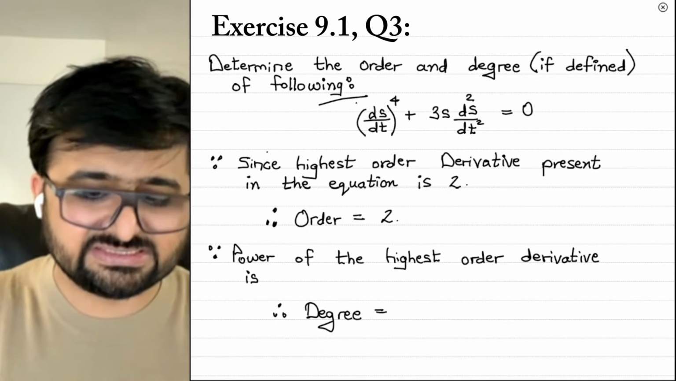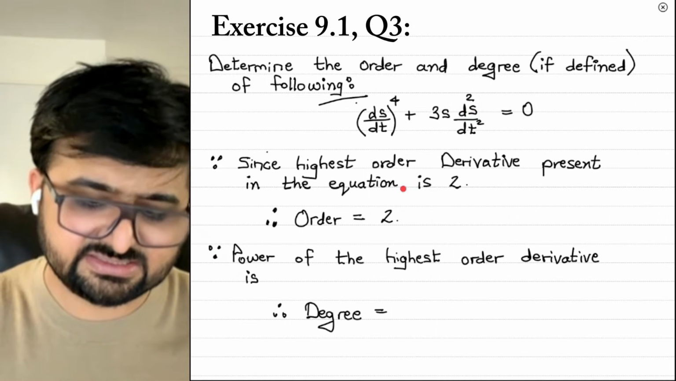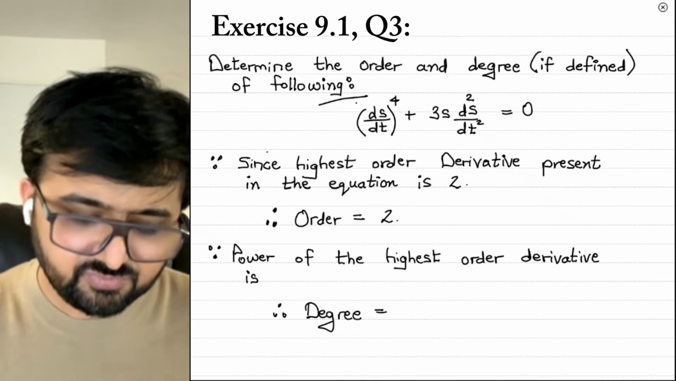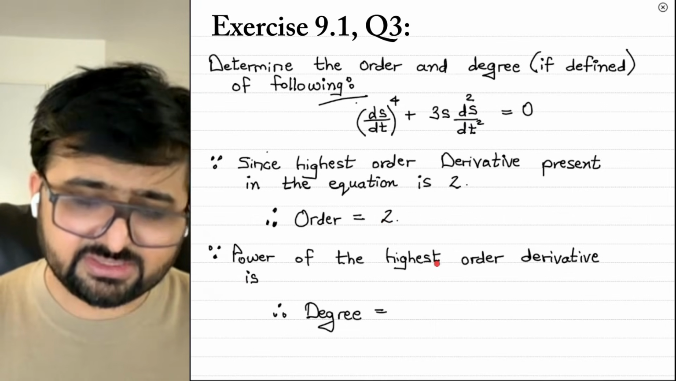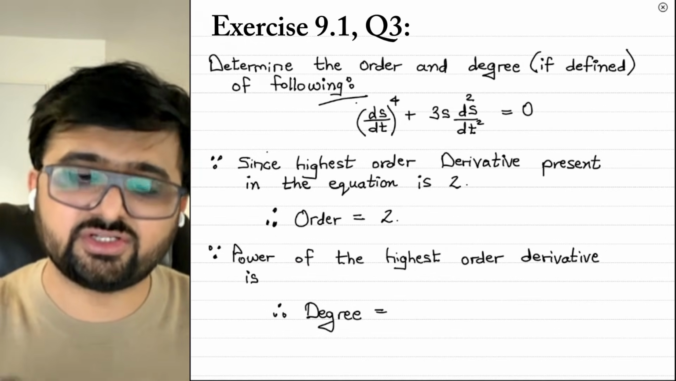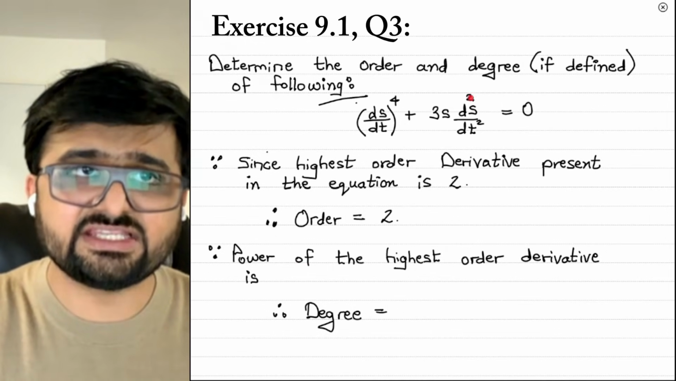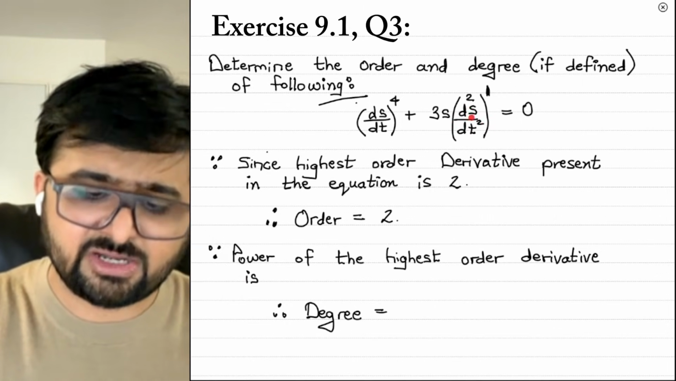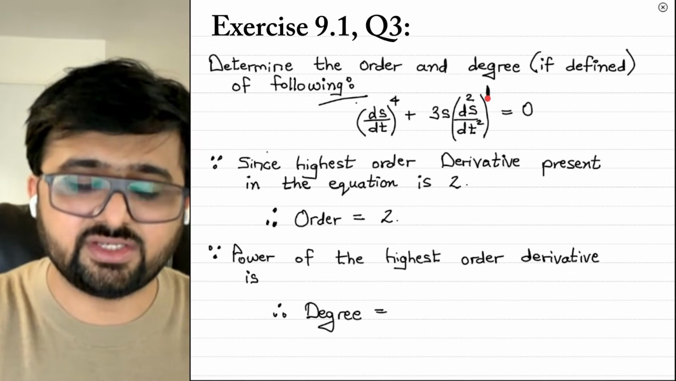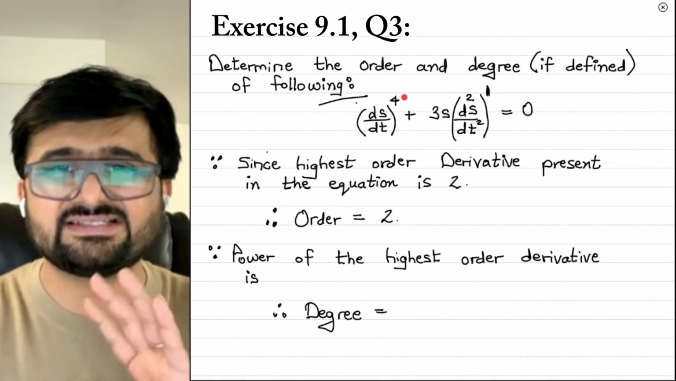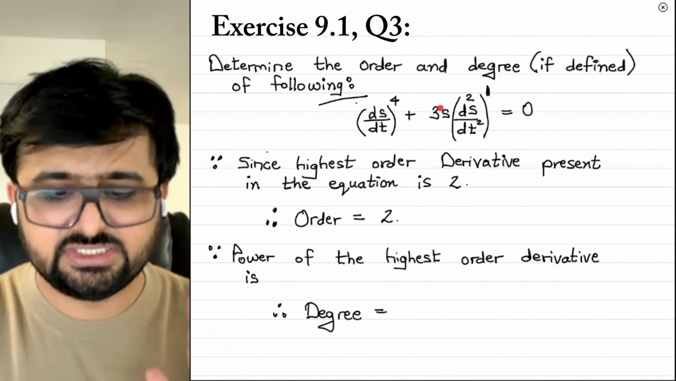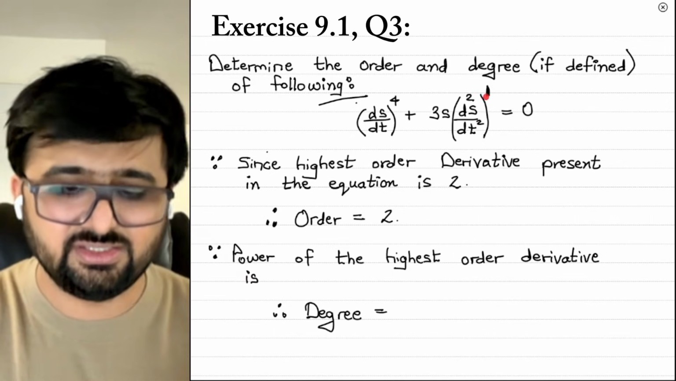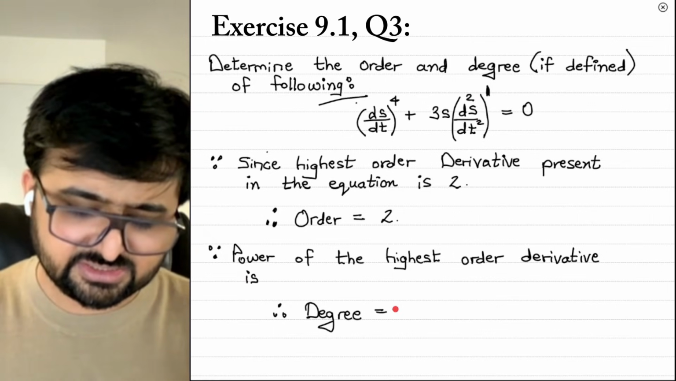So order is always the highest order of the derivative present. In this example, the highest order derivative is the second order derivative, so the order is 2. Now let's look at the degree. The degree is nothing but the power of the highest order derivative. In this case, the highest order derivative is d2s by dt square. The power of this highest order derivative is 1. Note that the power of the other term is 4, but that doesn't count because that's not the highest order. Therefore, we say the degree is 1.